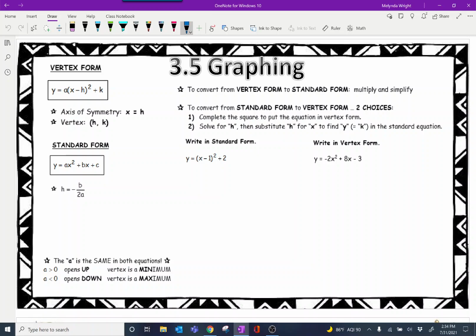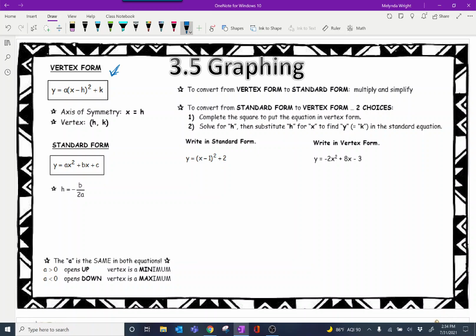If we find an equation that's in vertex form, it's way easier for us to graph than if we find one in standard form. And so we're going to talk about how to go back and forth between those two forms and how we can use the information that we get from those equations to graph. So let's take a look first at vertex form.